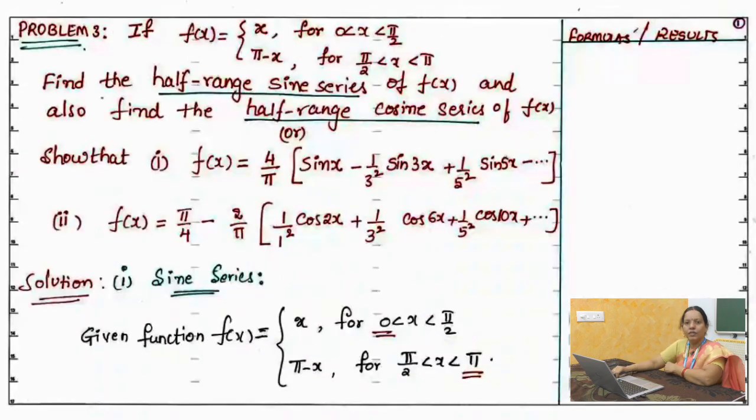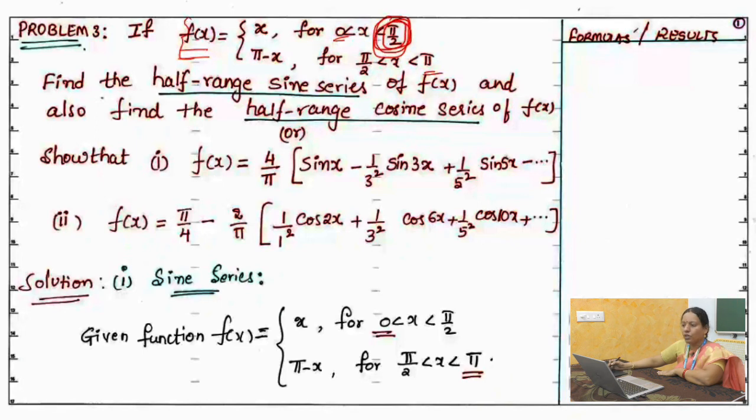Is it clear? Next, move to the next problem. Problem 3. See your function. Observe your function. What is your interval? What did they ask? Here your function is clearly a discontinuous function. Your interval is 0 to pi. But what is the point of discontinuity here? Pi by 2.